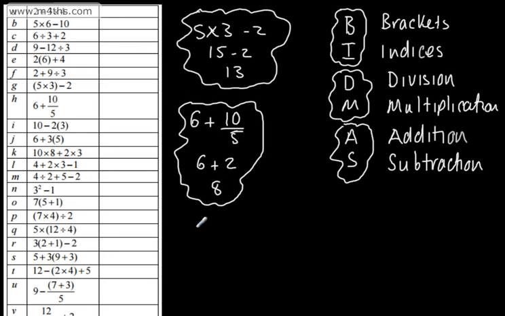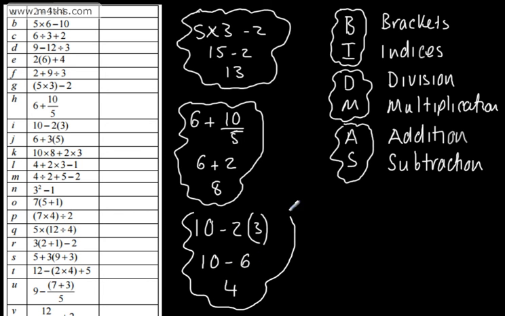Okay, next one. We've got 10 minus 2 lots of 3. So here we've got subtraction and we've got multiplication. We do the multiplication first, so it becomes 10 minus 6. 10 minus 6 is going to be 4. And that's what we get.